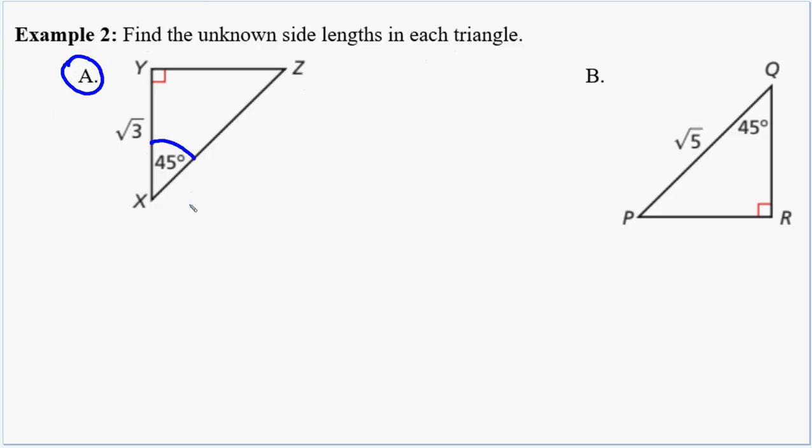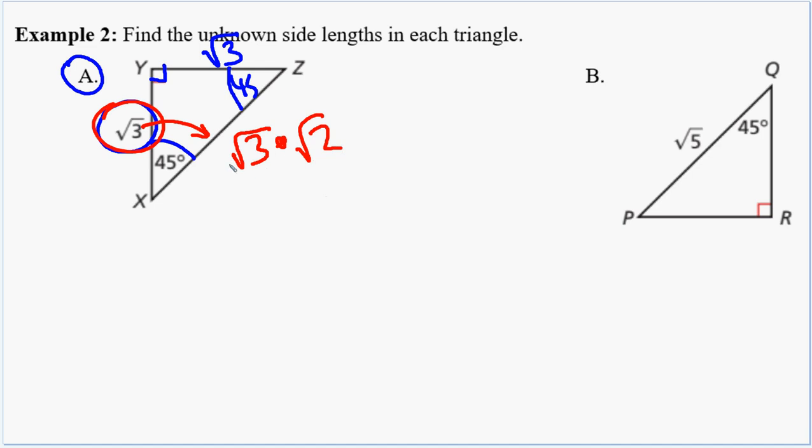Well, this is 45, and we have our right angle. So z is also 45, and that means this side, yz, will also be the same as the other leg. It's also root 3. Now, if I want to jump to the hypotenuse, I'm going to take the leg and multiply it by the root of 2. Root 3 times root 2 is root 6.